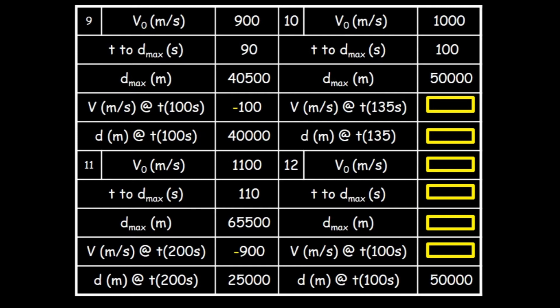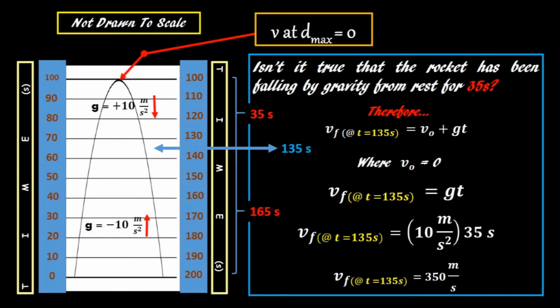Now, it takes 100 seconds up and 100 seconds down. So at 35 seconds, it's going to be traveling from rest to 35 seconds. So the velocity would be 350 meters per second. And there's the math that supports that. It would be 350 meters per second, because you're going up 100, down 100, but at 135 you'll be going down from rest to 35 seconds, which would be 350 meters per second.